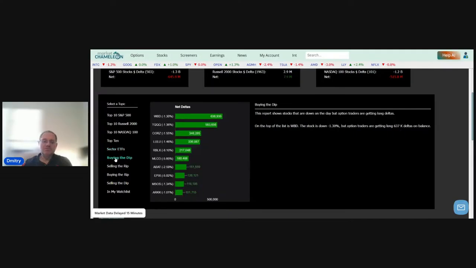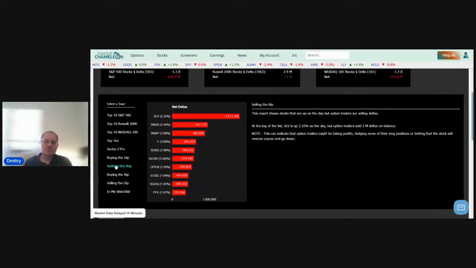This is buying the dip. So these are looking at options where the stock was down on the day, but the order flow looks like it's coming in more bullish. Okay. These are where selling the rip is where the stock was up on the day, but the order flow looks like it's coming in more bearish.